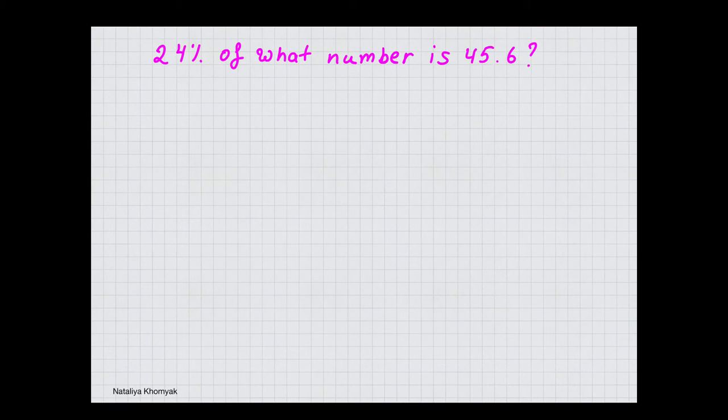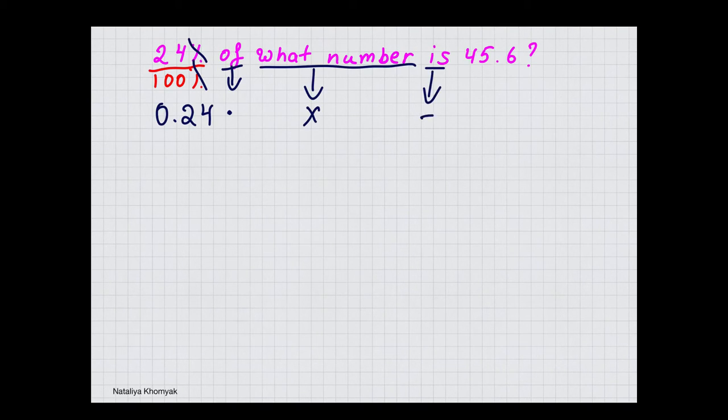24% of what number is 45.6? First thing, we want to change 24% into decimals by dividing by 100%. Percents cancel. We have 0.24. "Of" in math is multiply. What number? Well, we don't know, so we're going to call it an x. "Is" is an equal sign, and 45.6 will remain the same. So it's 0.24 x equals 45.6.